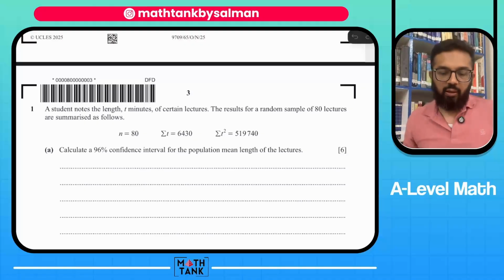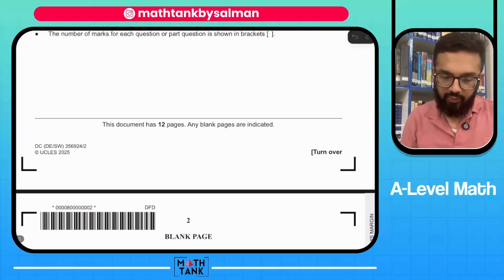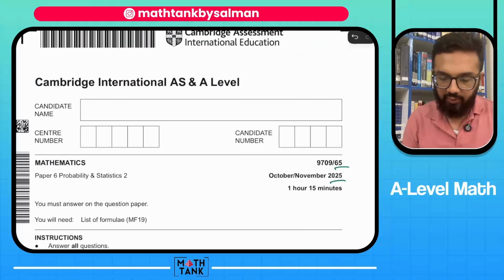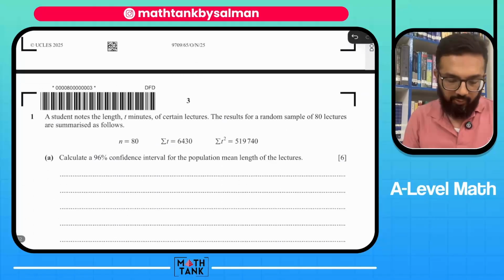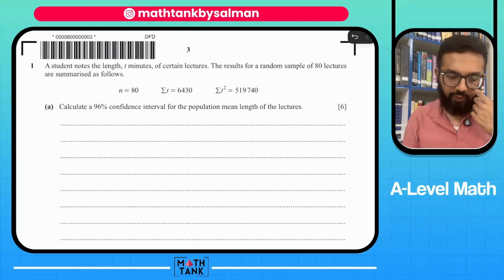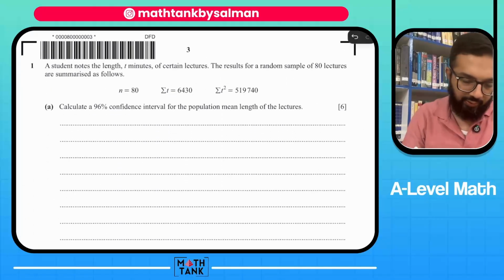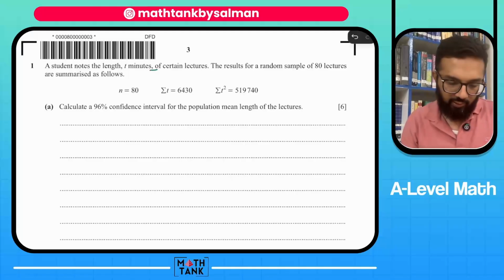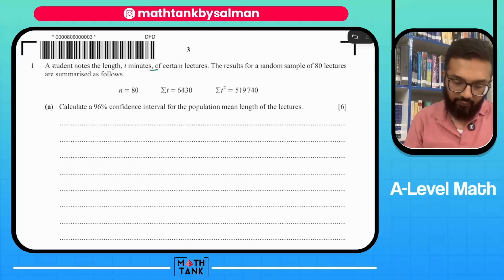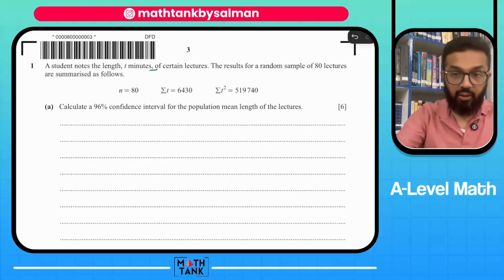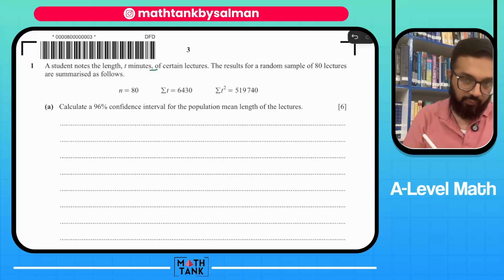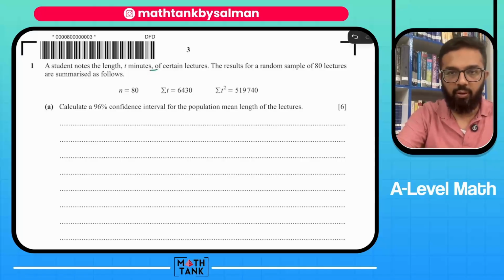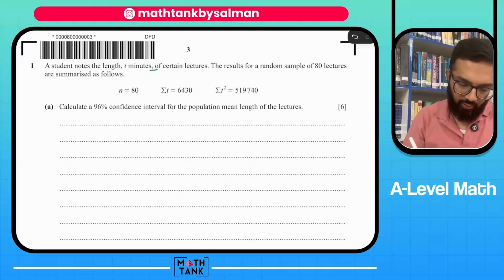Today's paper is again an S2 exam. This is November 25 and this is version 6.5. Let's solve. The first one says the student notes the length T minutes of certain lectures. The results for a random sample of 80 lectures are summarized as follows. Calculate a 96% confidence interval for the population mean length of the lectures.